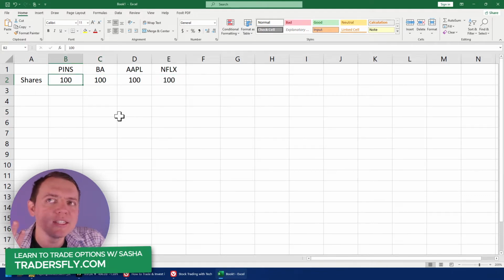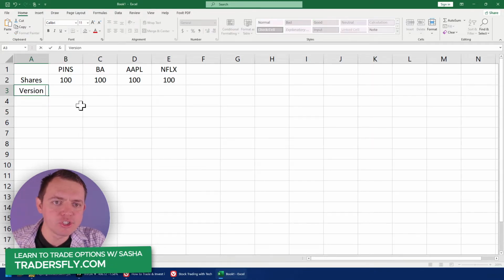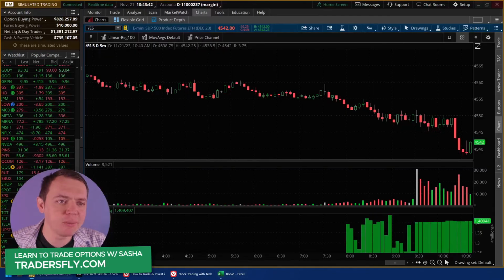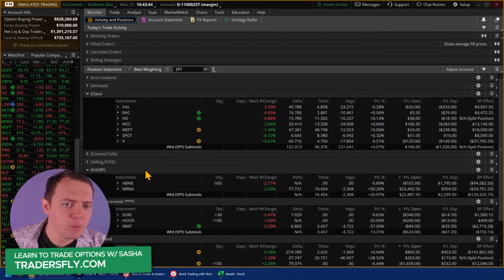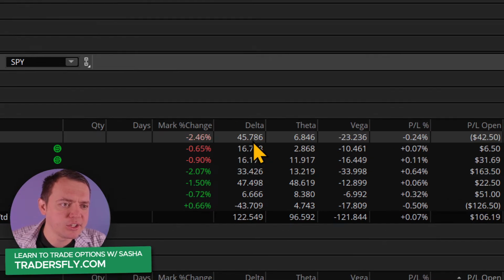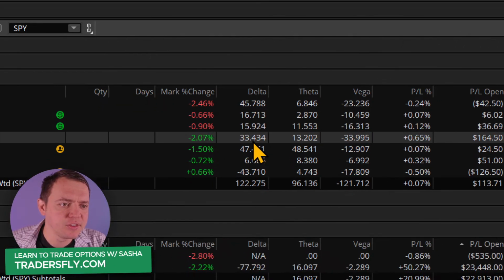So when you're sizing things up in terms of shares, you've got 100 on each, you think you're balanced, you think you're spread out, but you still have a high degree of concentration of risk. So version 2 of this might say, okay, let's beta weight this position. I'm going to show you this concept here, why we're beta weighting. Because if you look on my screen here, I've got a beta weight on the SPY. The deltas here are 45, 16, 15, 33.